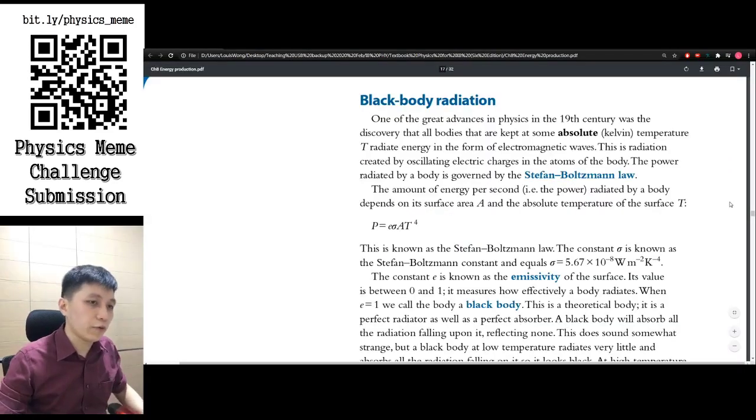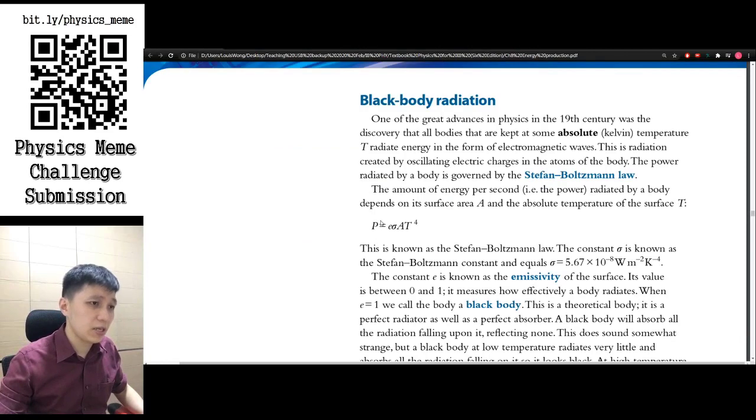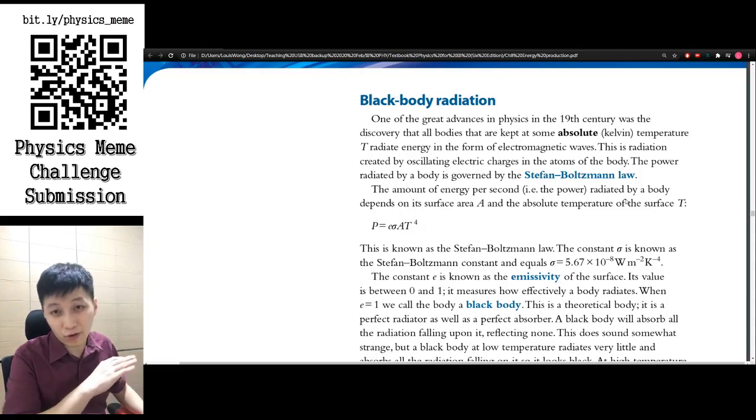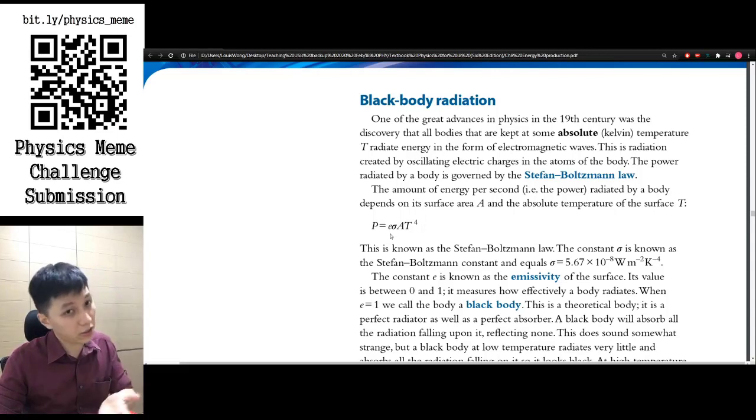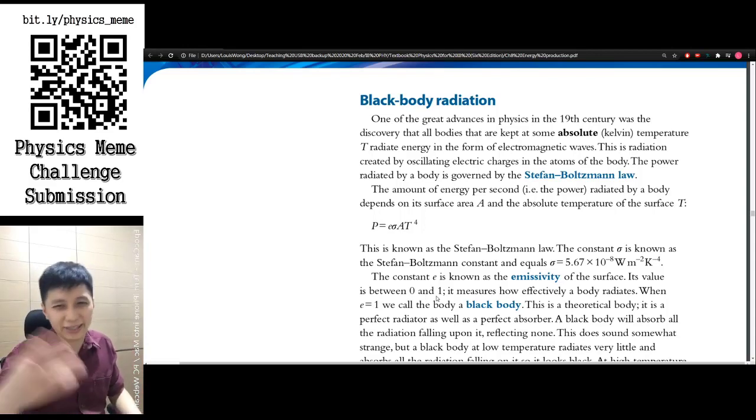For the first letter in the equation, it is P, that is obviously power. It also means energy per second radiated by the body. Remember, it is radiation we are talking about, so nothing to do with conduction or convection. The next symbol, E, is emissivity, and this is a variable that depends on the material itself. It can only be within 0 to 1, and you may wonder, so what exactly is it?